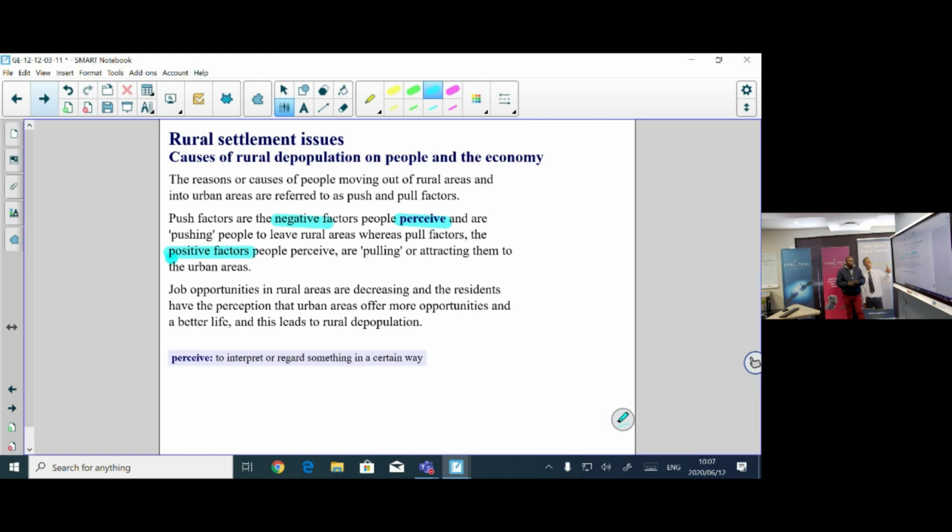Job opportunities in rural areas are decreasing, and the residents have the perception that urban areas offer more opportunities and a better life. And this leads to rural depopulation. So to perceive is to interpret or regard something in a certain way.